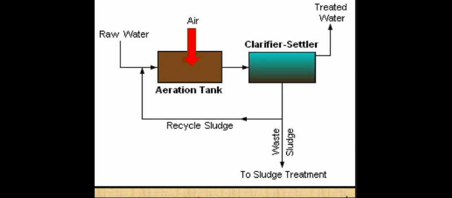Okay, after that the water will enter into the clarifier settler. In this tank, the sludge will be settled at the bottom of the tank. Okay, the settled sludge will be removed after the effluent is taken from the outlet.